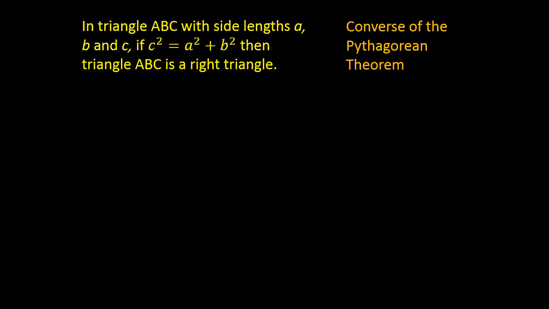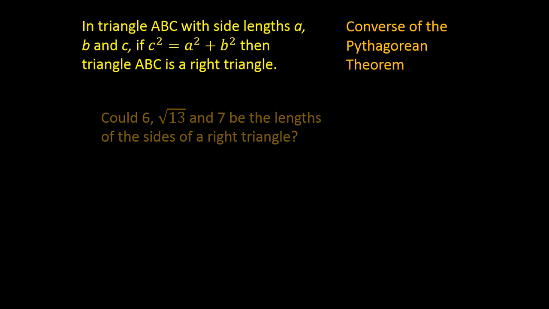Now the converse of the Pythagorean theorem says that if we have a triangle with lengths that we know, and we substitute those lengths into the Pythagorean theorem and get a true statement, then we know that those side lengths of the triangle do represent a right triangle. So the converse of the Pythagorean theorem allows us to prove that a triangle is a right triangle.